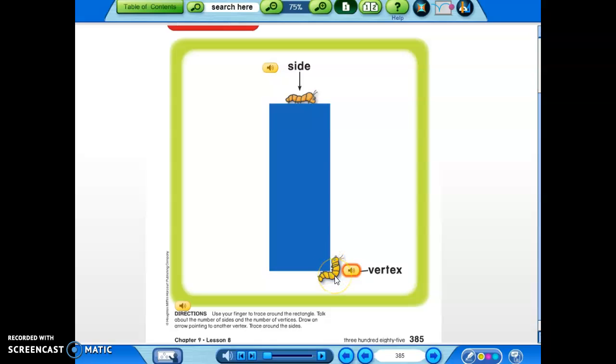So let's touch and count the vertices. 1, 2, 3, 4. This worm is showing you one vertex. I want you to draw an arrow pointing to another vertex on that rectangle. Draw an arrow and point to one of the other vertices on that rectangle. And then I want you to take your pencil and trace around the sides of the rectangle.